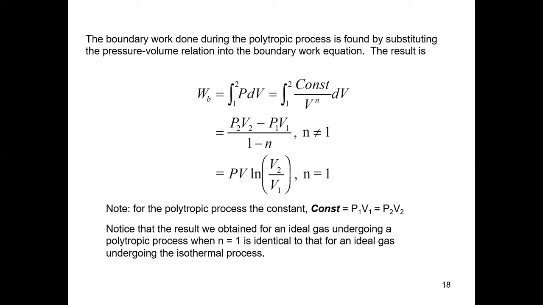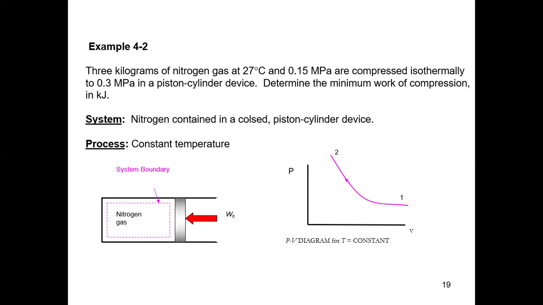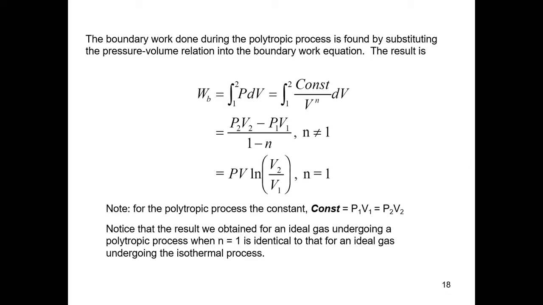So note that for the polytropic process, the constant P1 V1 is equal to P2 V2. As we know, it's equal to R, the gas constant. Notice that the result we obtain for an ideal gas undergoing a polytropic process is the same as for the isothermal process.